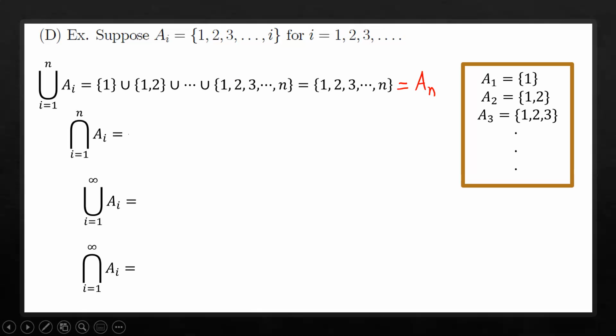Let's try the next one. What if I intersect the sets A_i, where i goes from 1 to n? Again, let's write it with a little more detail. Intersect set containing 1, intersect set containing 1, 2, intersect with 1, 2, 3, intersect with 1, 2, 3, 4, all the way through 1, 2, 3 through n. Here we get reduced down. What do they all have in common? They only have the element 1 in common.